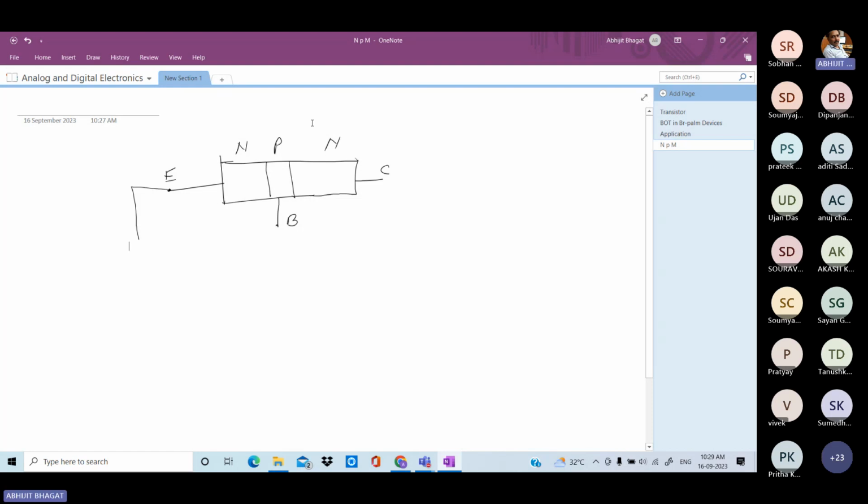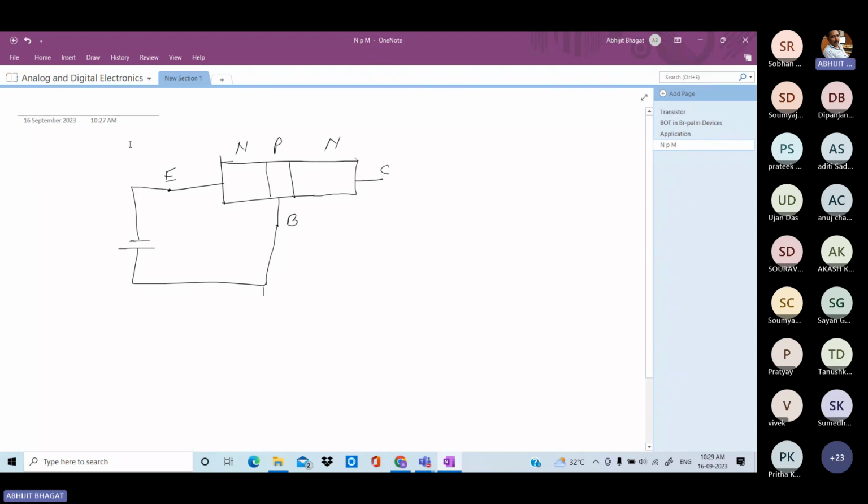So when it is forward bias, your emitter is connected with which terminal of the battery? Emitter is connected with negative terminal, and P is connected with positive terminal. We also discussed this forward bias, reverse bias in case of diode. In case of forward bias, your N is connected with negative terminal and P is connected with positive terminal. So this is the forward bias.